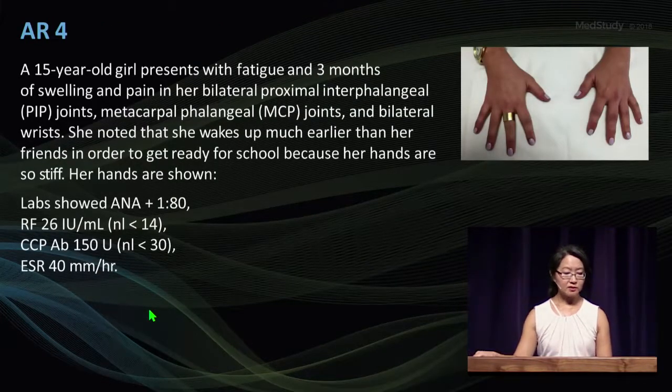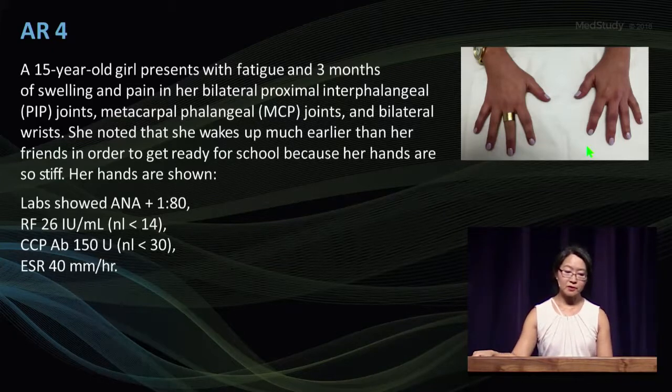Let's look at this question. 15-year-old girl. So this is the same girl I presented with the first question, right? A 15-year-old girl presents with fatigue and 3 months of swelling and pain in bilateral proximal interphalangeal joints, PIP joints, and MCP joints, and bilateral wrists. She wakes up much earlier than her friends in order to get ready for school because her hands are so stiff. Her hands are shown here.